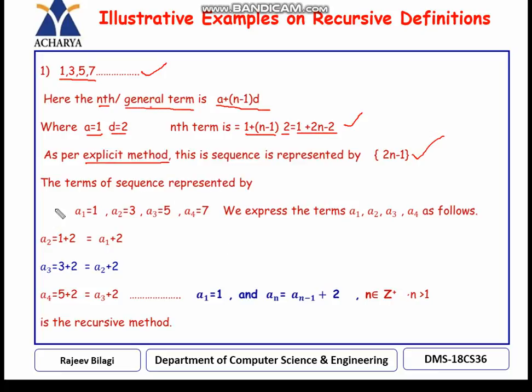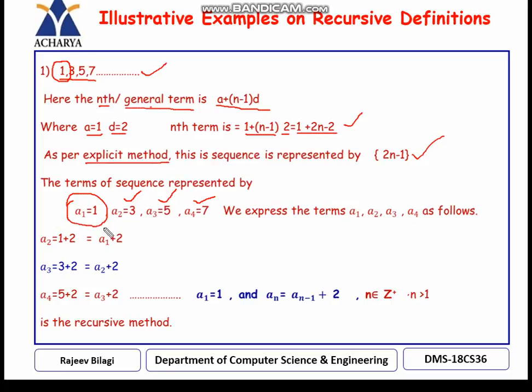There is quite a different way to represent the sequence using the recursive method. I will consider the first number as a1, where a1 is equal to 1, the second number a2 is equal to 3, the third number a3 is equal to 5, and a4 is equal to 7. Now we can express a1, a2, a3, a4 as follows.